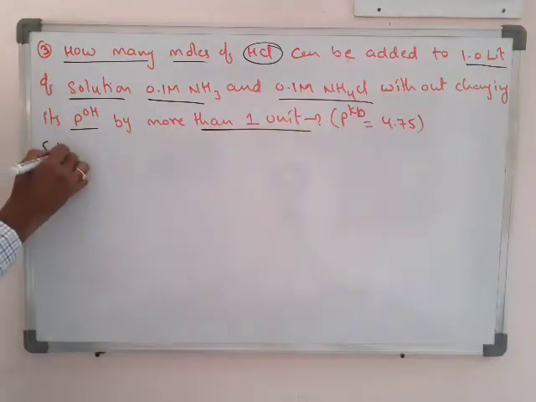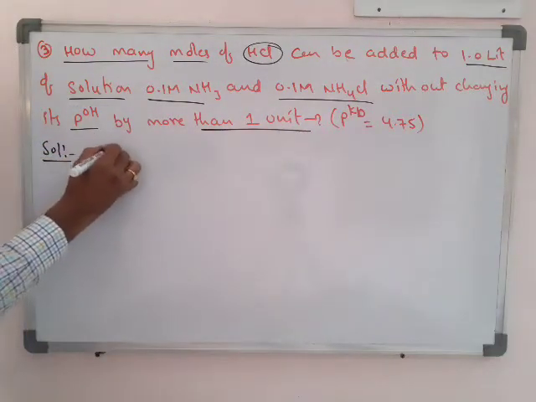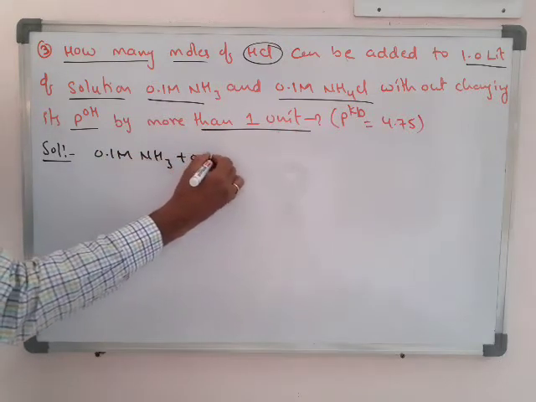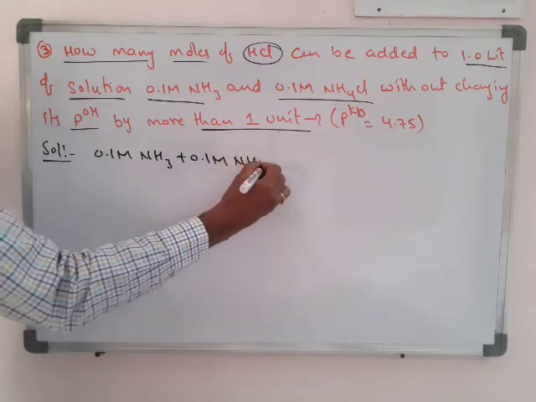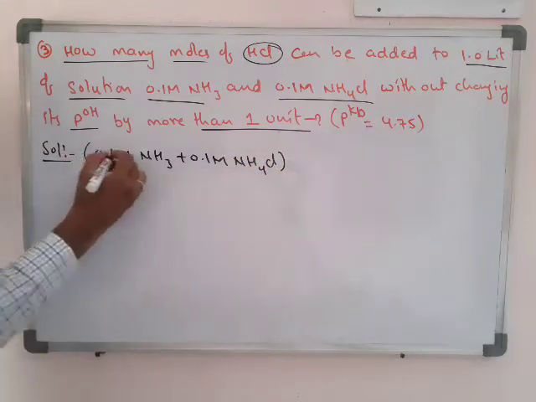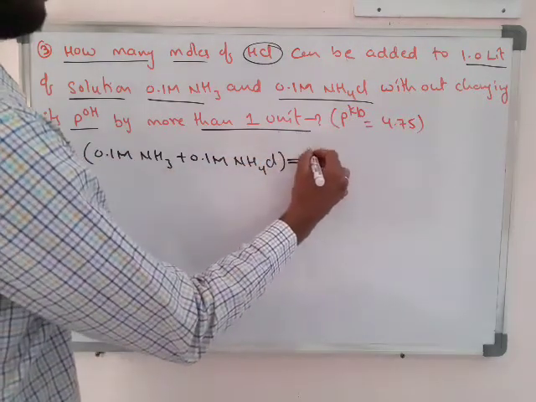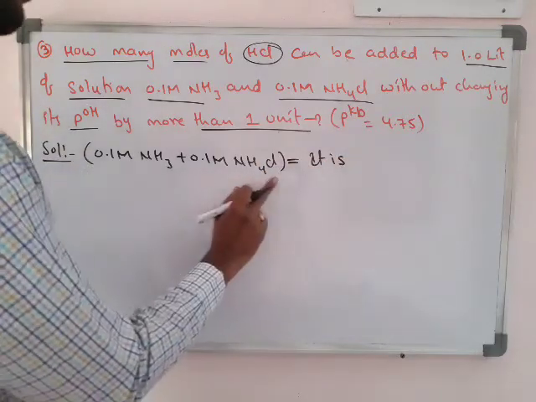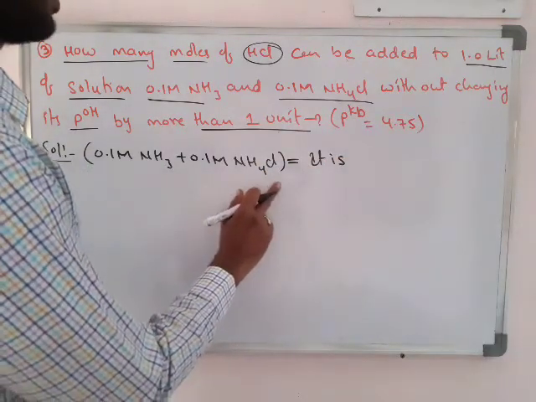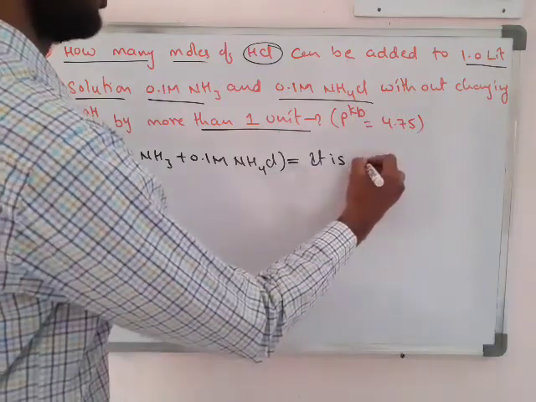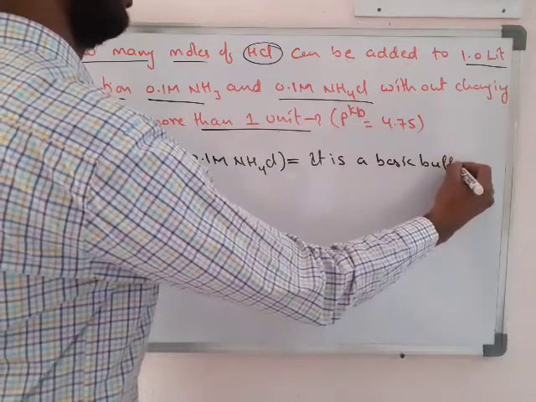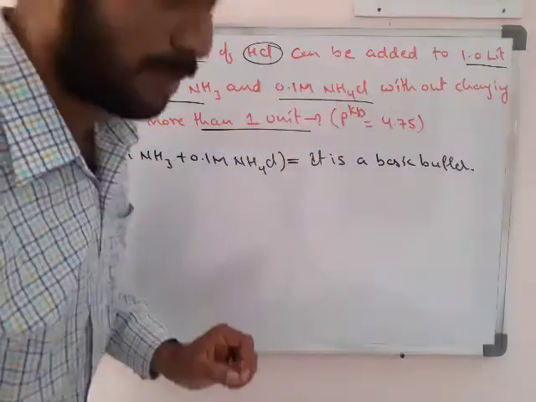Kb is also given. So it is a mixture of 0.1 M ammonia and 0.1 M ammonium chloride. So this works as a basic buffer, because ammonia is a weak base, and the salt is formed by a strong acid, HCl. So we can conclude that it is a basic buffer. So the problem explanation is same.